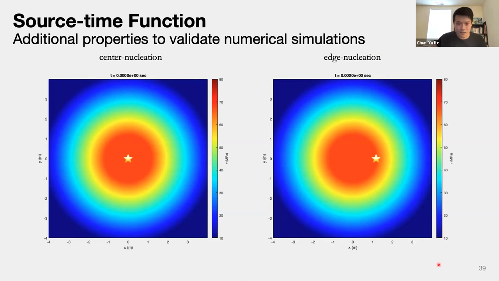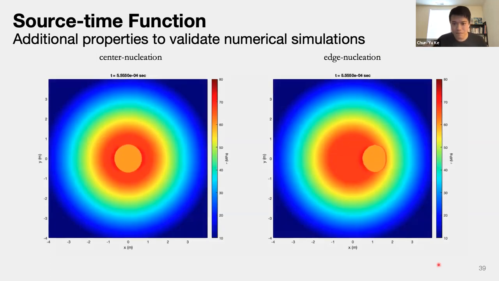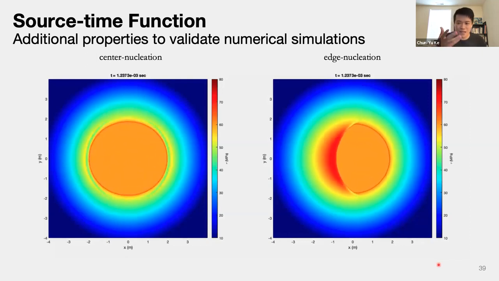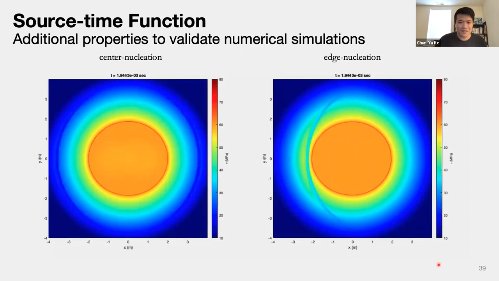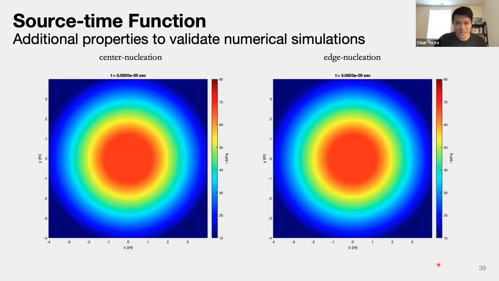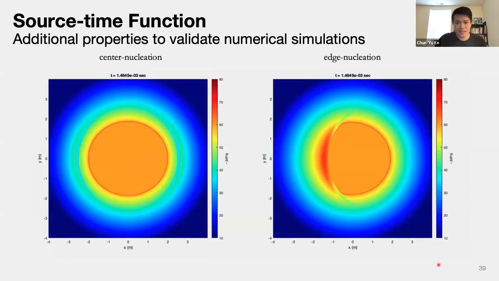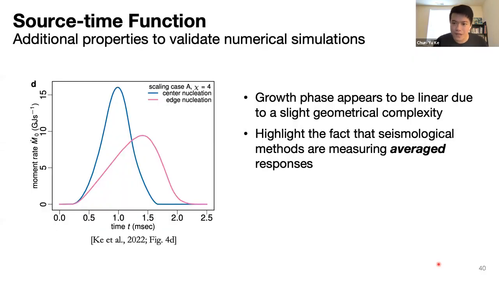Okay, now I'm playing an animation. As you can see, the rupture is simultaneously growing and arresting in the case of edge nucleation. Well, maybe we should watch that again. And the resultant ruptures are basically the same. The difference is minor. And the pink curve here is the source time function of the edge nucleation simulation. It's surprising that by only moving the nucleation location, we effectively get an earthquake with a linear growth phase.